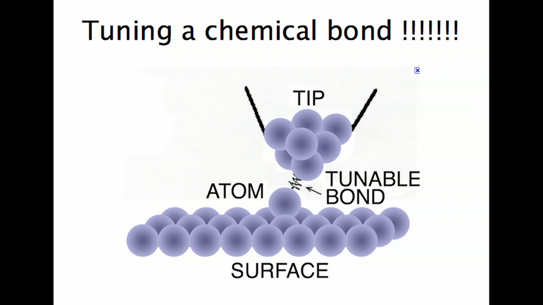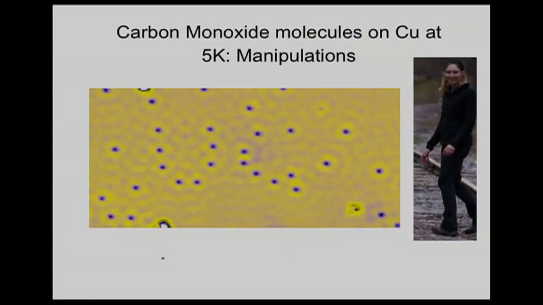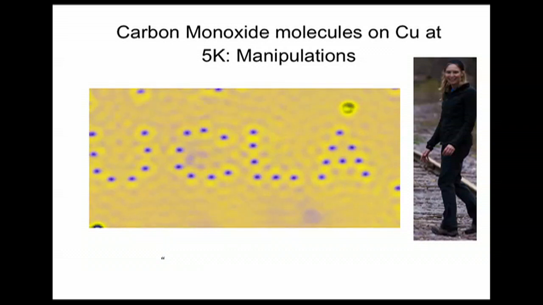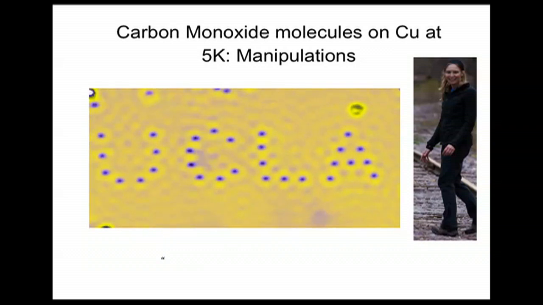Well, with the scanning tunneling microscope, we could bring the atom very close to another atom, and we could actually tune a chemical bond. So we could make a partial chemical bond, and we could release that chemical bond. And this effect was used to manipulate atoms, because if we came close enough, we could drag an atom across the surface. The first person to do this was Don Eigler.